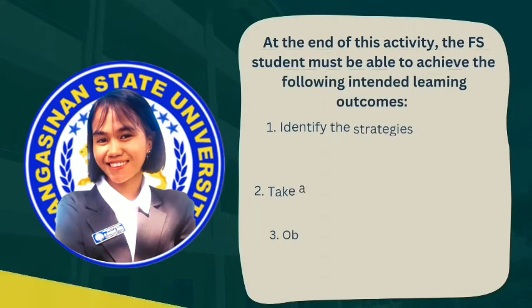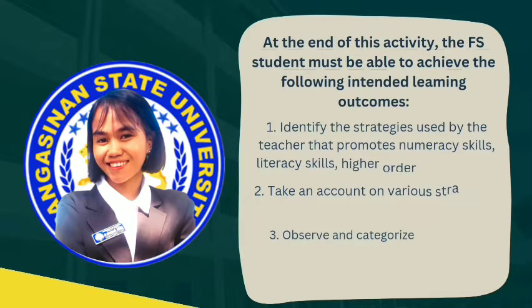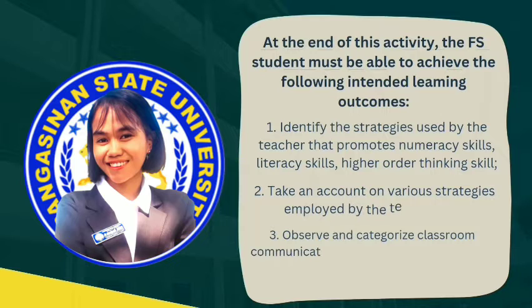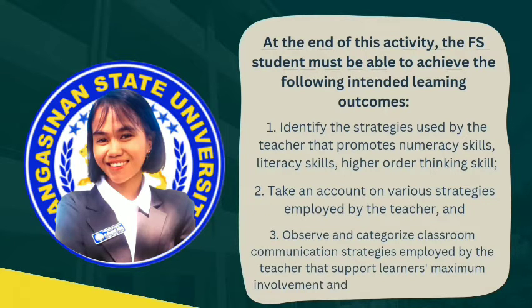At the end of this activity, the FE student must be able to achieve the following intended learning outcomes. Number 1, identify the strategies used by the teacher that promotes numeracy skills, literacy skills, higher order thinking skills. Number 2, take an account on various strategies employed by the teacher. And number 3, observe and categorize classroom communication strategies employed by the teacher that support learners' maximum involvement and greater accomplishment.